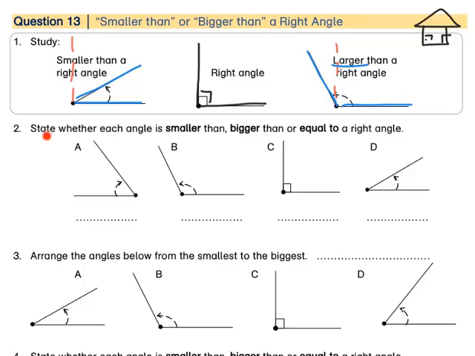Number 2. State whether each angle is smaller than, bigger than, or equal to a right angle. If we look at A, from there to there, there's our angle. Now, this would be a right angle. Do you agree? From there to there. So we can easily see that this is smaller than a right angle.